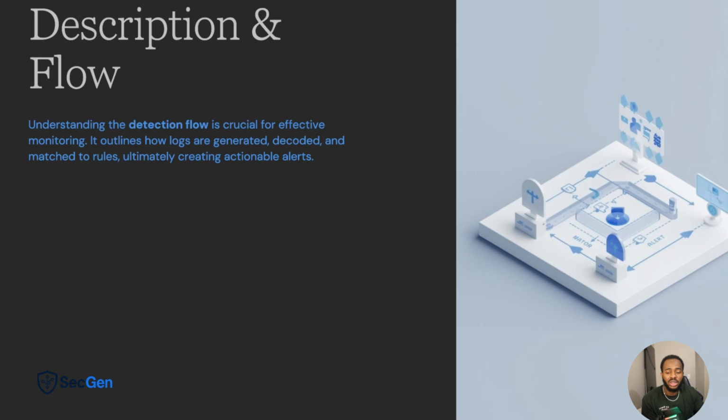The next one is the description. The description, in a nutshell, is just what the analyst sees when the detection fires. It is literally what the analyst sees. That is the easiest way of breaking that down.